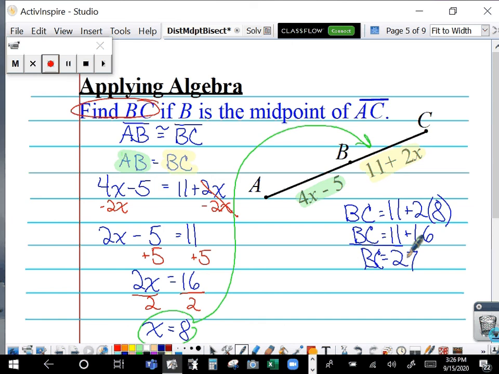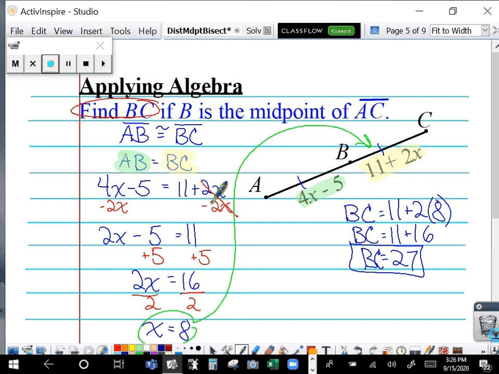Okay, so it looks kind of scary if we look at the original question, but it's really not so bad. They tell us that B is the midpoint. That means that these two halves of the segment are congruent to one another. So we set those expressions for those two halves of the segment equal to one another, and we solve for x. Once we have the value of x, we sub that into the expression and find the length of the segment.